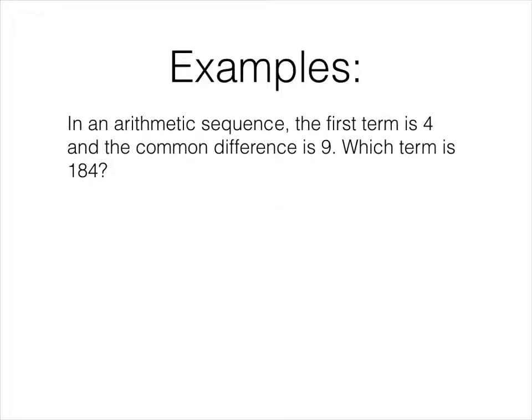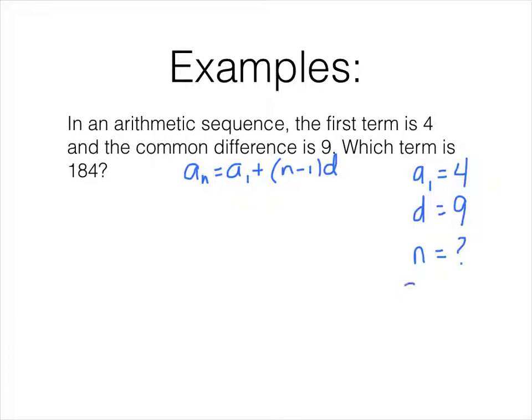Another example, in an arithmetic sequence, the first term is 4 and the common difference is 9. Which term is the number 184? All right, well, let's write down our formula. A sub n is a sub 1 plus the quantity n minus 1 times d. What do we know? We know a1. We know d. We don't know n. But we do know what an is. The nth term is 184.